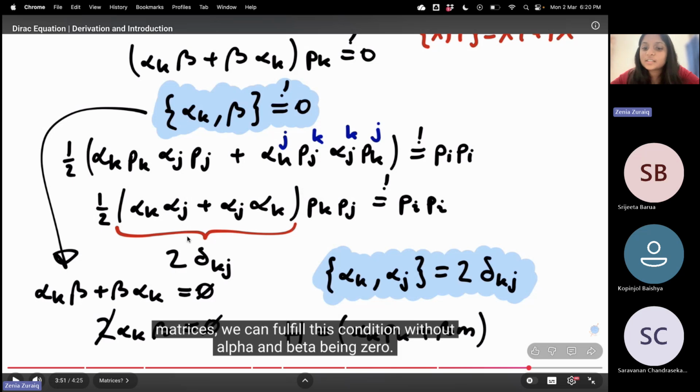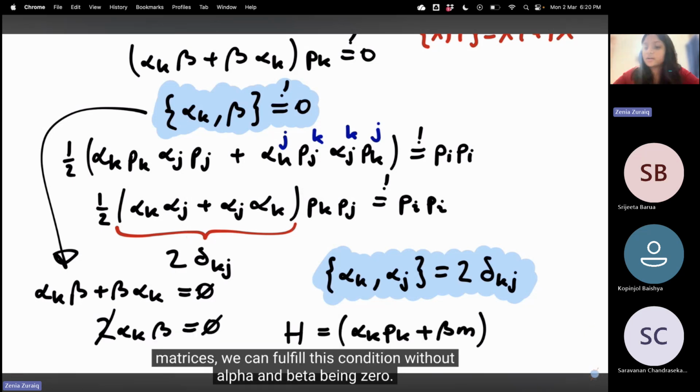So this is Dirac's insight. Dirac got these conditions and it looked like it was implying that alpha or beta or both have to be 0. But that's only if we assume that alpha and beta are numbers. What Dirac realized was that if alpha and beta are matrices, then even the product of two matrices can be zero, even if each of the individual matrices isn't zero themselves. So that's what Dirac realized: these are not numbers, but they have to be matrices.